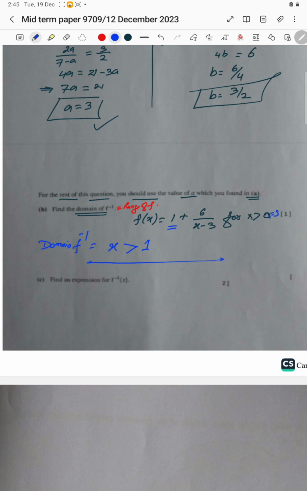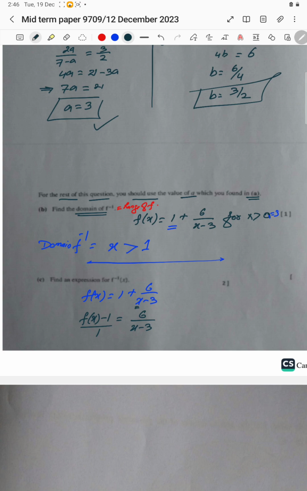This is one more question, you just need to write this answer. And here the next part, find an expression for f inverse. From here, as we have f of x equal to 1 plus 6 over x minus 3, simplify to make x the subject. We will solve it. f of x minus 1 equals 6 over x minus 3.